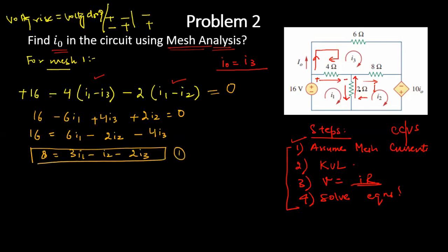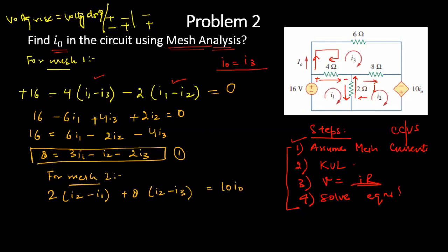Now we have to move on to mesh number 2. So we will be using equation for mesh 2. So this is my mesh 2. And you can start with any of the resistor, it doesn't matter. So I will start from this 2 ohm resistor. So I will write 2 times I2 minus I1. Then I will write plus 8 times I2 minus I3 is equal to 10 I naught.